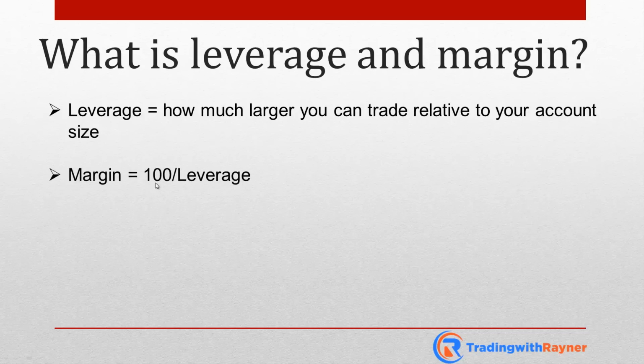Margin is just another way of looking at it. You just take 100 divided by leverage. So for example, earlier, the leverage is 10. So 100 divided by 10 says that the margin required is just 10%. So if you want to trade $100,000 worth of currency, you only are required to put up a 10% margin, which is $10,000. So it's just different ways of looking at it.